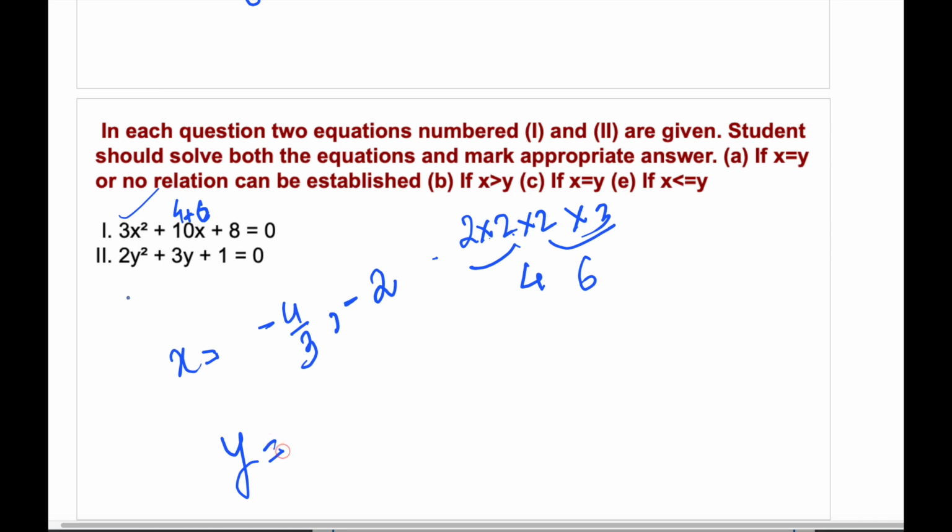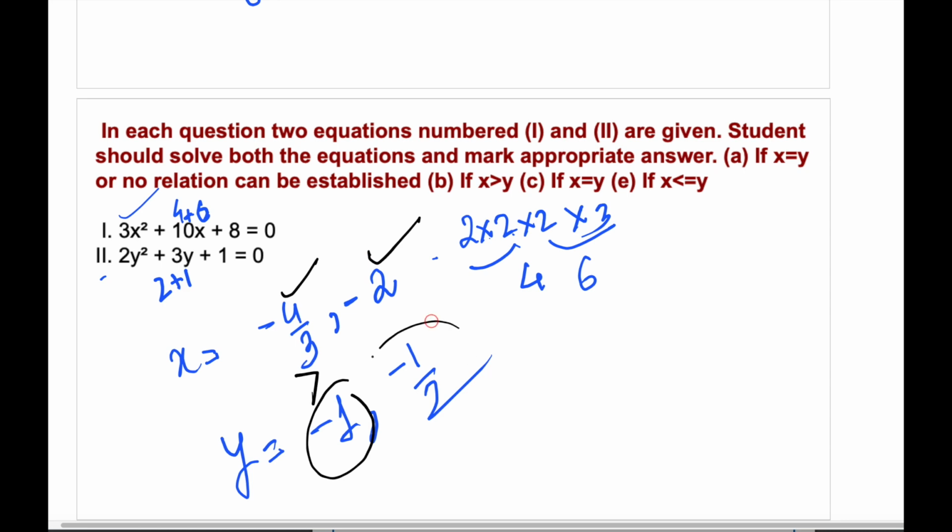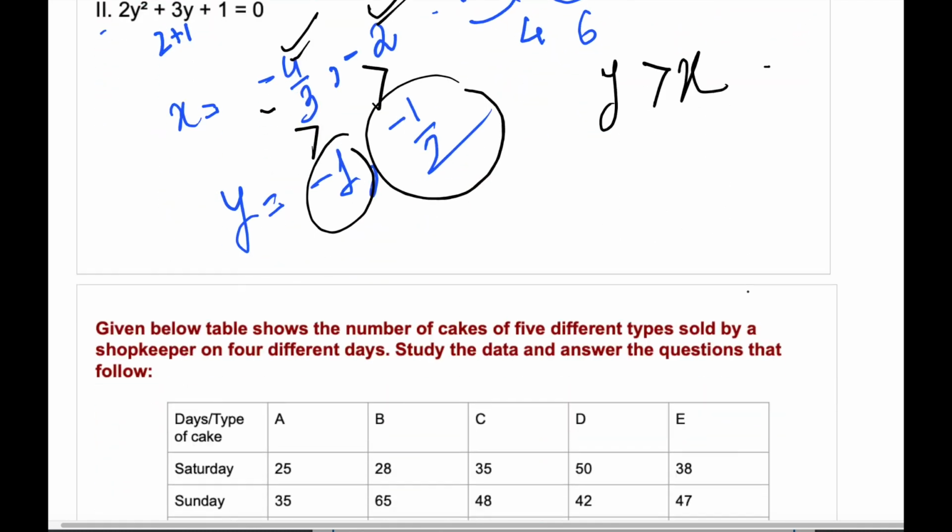And y is equal to 2 plus 1. So, minus 2 by 2, that is minus 1, and minus 1 by 2. Now let's compare. Minus 1 is greater than minus 4 by 3 and minus 2. And minus 1 by 2 is again greater than minus 4 by 3 and minus 2. So, y is greater than x. Done. Very easy questions.